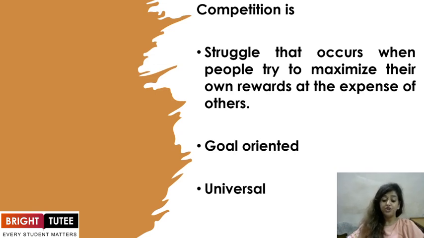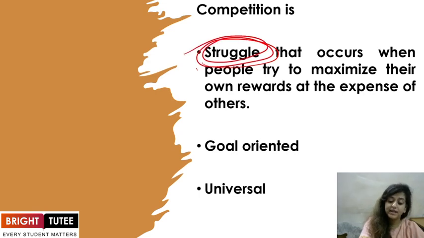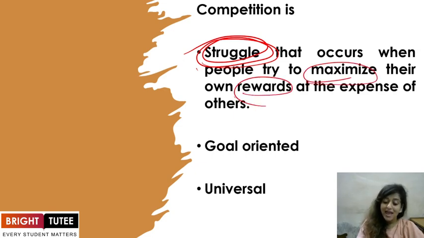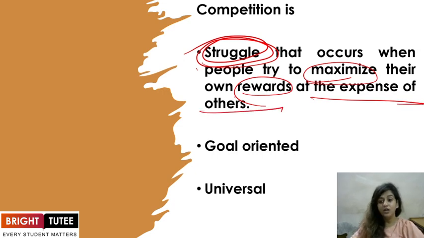So competition is a struggle, all the major words that I have highlighted, that occurs when people try to maximize their rewards at the expense of others. I want to maximize my reward. I want more and more money. I want more and more power. I want more and more honor. I want more and more, in your case, those medals.